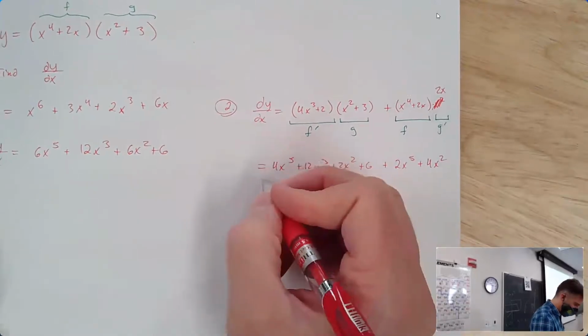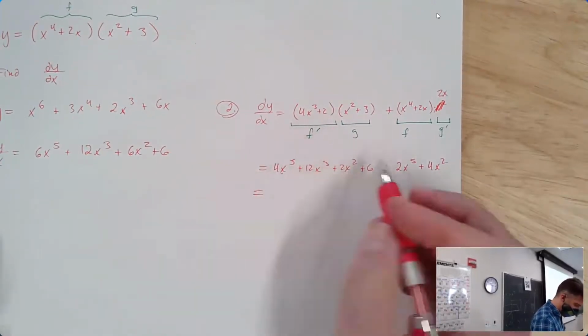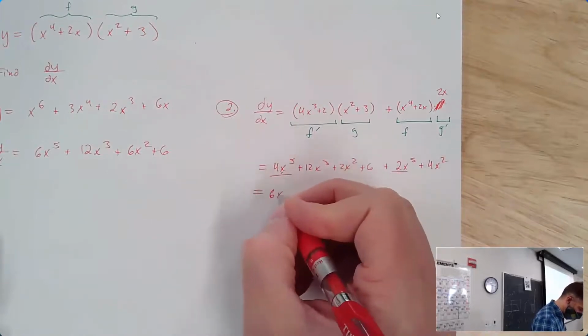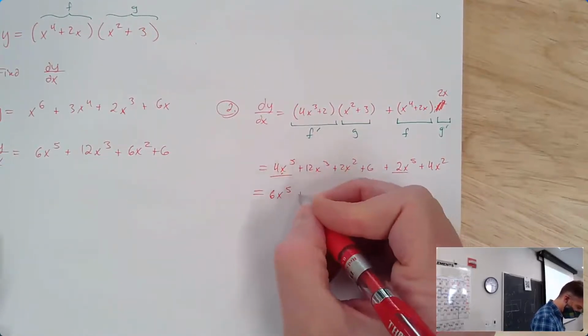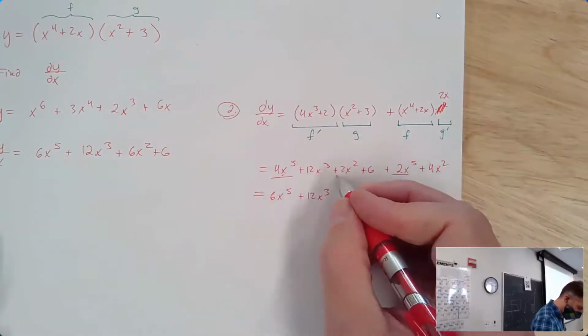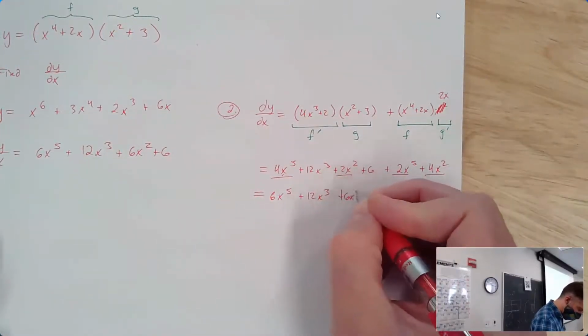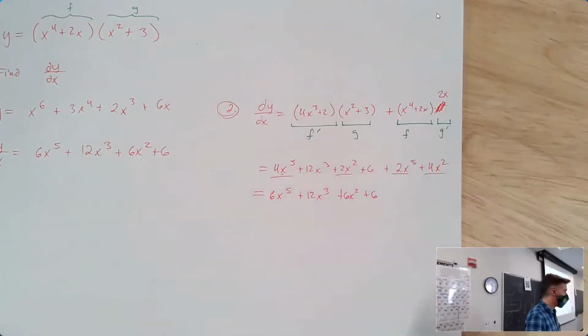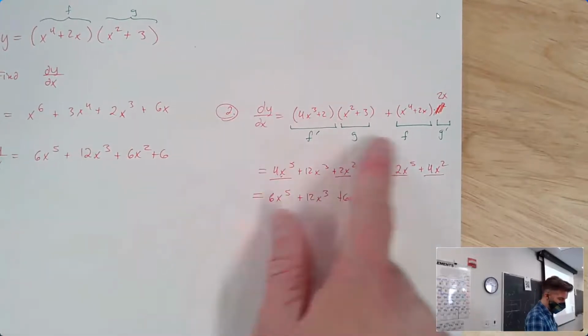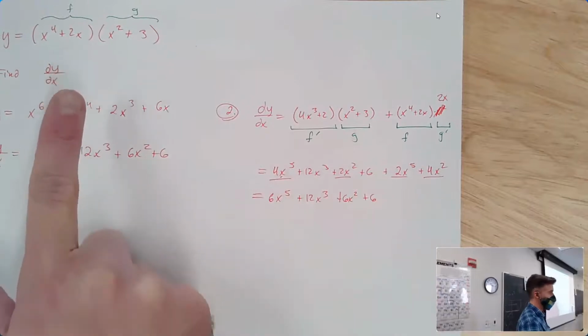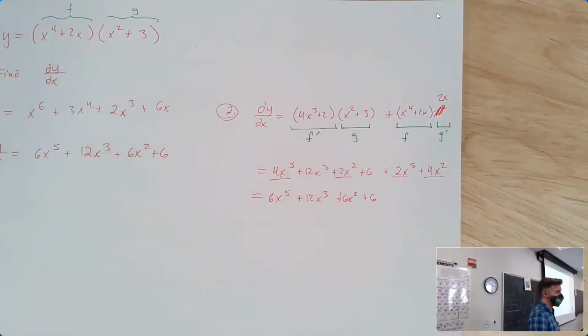If we simplify this, it should turn out to be the same. 4x to the fifth plus 2x to the fifth is going to be 6x to the fifth. 12x cubed is the only x to the third term. 2x squared plus 4x squared is 6x squared, plus 6. And yeah, they're the same. But in my opinion, it's easier to just multiply this out first. If you're trying to get a simplified answer that's not stuff multiplied together, it was way easier to multiply it out first and then take the derivative. And that's usually a good piece of advice. If you can simplify something before differentiating, it is often a good idea to do so.